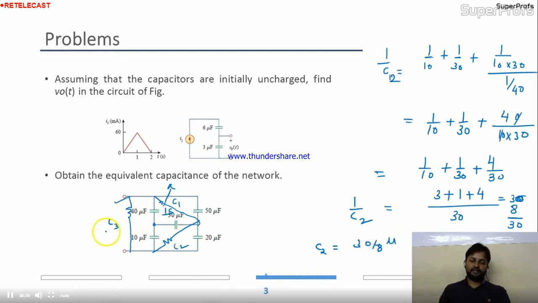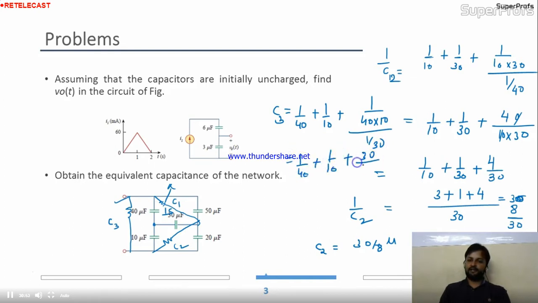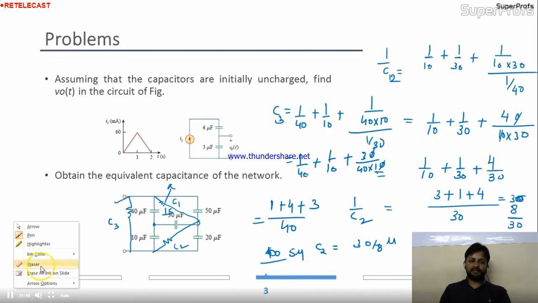What about the remaining one? This is C3, which I am calculating over here. C3 is connected with 1 by 40. So 1 by 40 plus 1 by 10 plus, multiplying 1 by 40 and 1 by 10 and dividing by 1 by 30, 30 will go upside. This is 1 by 40 plus 1 by 10 plus 30 divided by 40 into 10. It will be cancelled out. Take 40 as an LCM. So it is 1 plus 4 plus 3. So finally you have 8 by 40, and this is 5 micro. So now you have 3 values, the resolved circuit you have.